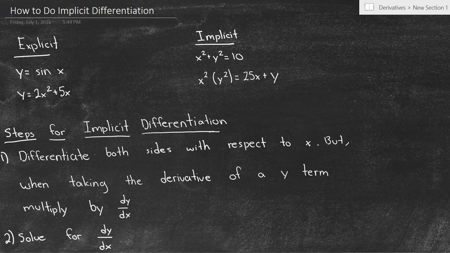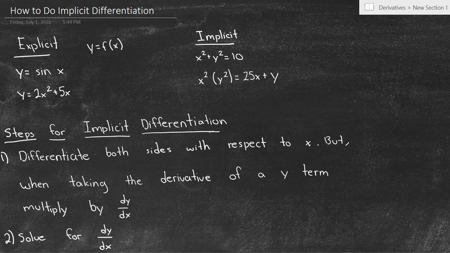So what we've worked with so far, what you guys have probably been working with, is explicit. And this is the function y equals f of x. So each one has y set equal to some function of x, and examples right here: y equals sine x, y equals 2x squared plus 5x. You're used to seeing ones like this.